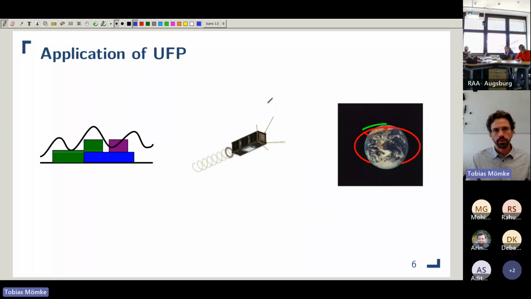UFP also has some nice applications. One application I find particularly interesting is that you take a satellite. So what does a satellite do? A satellite orbits around the world. And then, of course, that's not enough for us. We have to satisfy several tasks. So we want to communicate. There are certain points on the Earth's surface where the communication can take place.